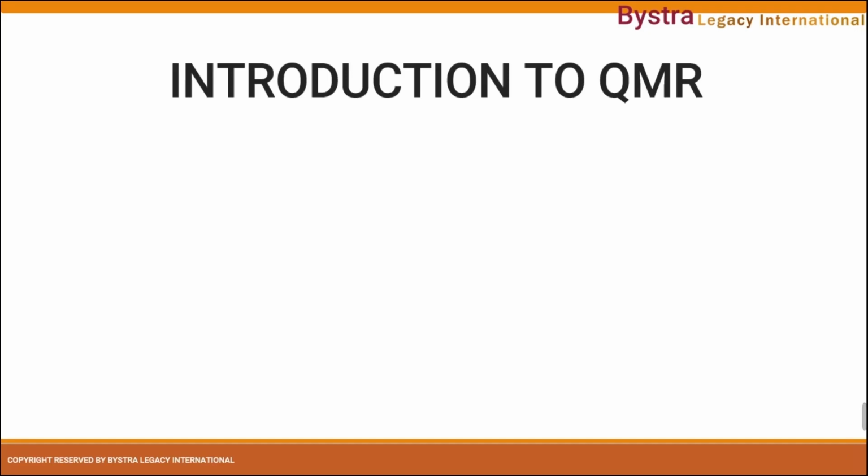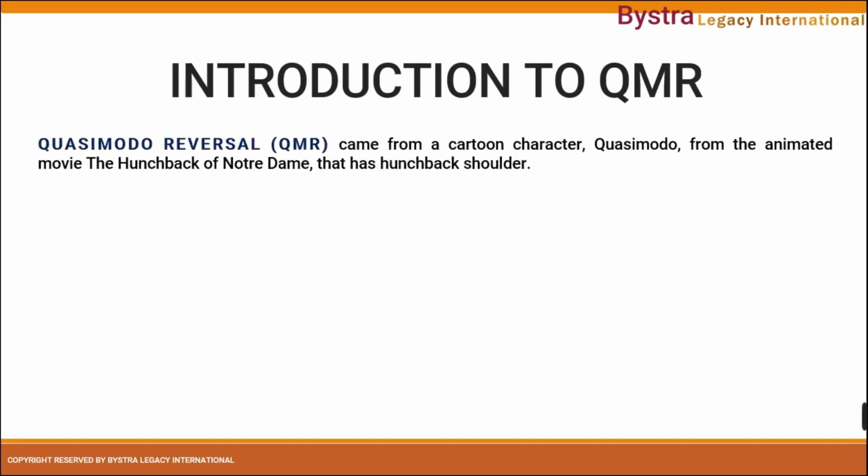So the introduction to QMR, which is called the Quasimodo reversal, actually came from the cartoon character Quasimodo. If you ever watched the animated cartoon movie called The Hunchback of Notre Dame, this cartoon character has a hunch on his back, so one side of the shoulder is higher than the other. So this is where the Quasimodo came from.